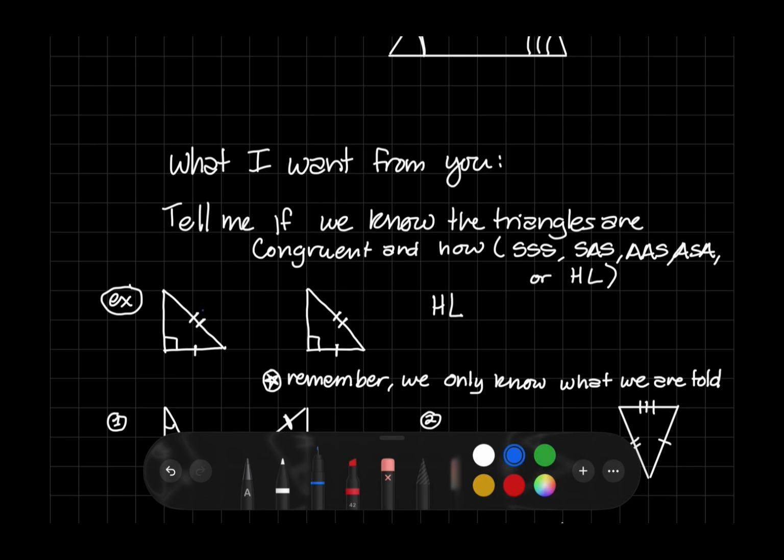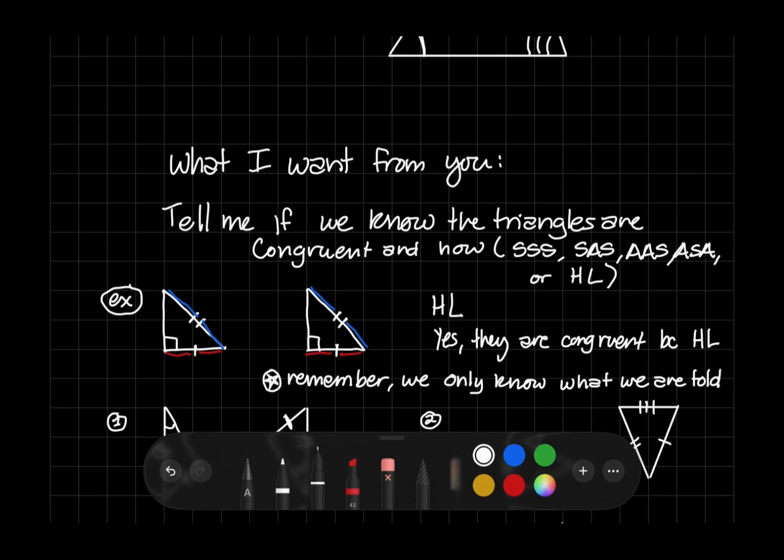Let me double check and make sure that my hypotenuse leg is valid in my example right here. Okay, my hypotenuse is going to have two kitten whiskers. Okay, let me go over here. Oh, look at that. My hypotenuse also has two kitten whiskers. And here, my leg has one kitten whisker. My leg here has one kitten whisker too. So I can say, yes, they are congruent because of hypotenuse leg.